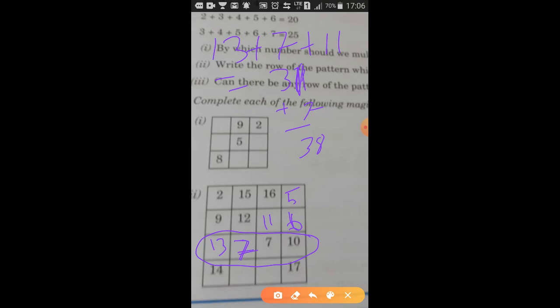7 plus 7 is 14, 14, 24, 34. Wait, I think there's a mistake over here. Okay, sorry, it was not 11, it was 10. Okay, so this one will be 10. So the answer is 30. 30 plus how much is 38? 30 plus 8 is 38. Yes or no? So I will write 8 over here.